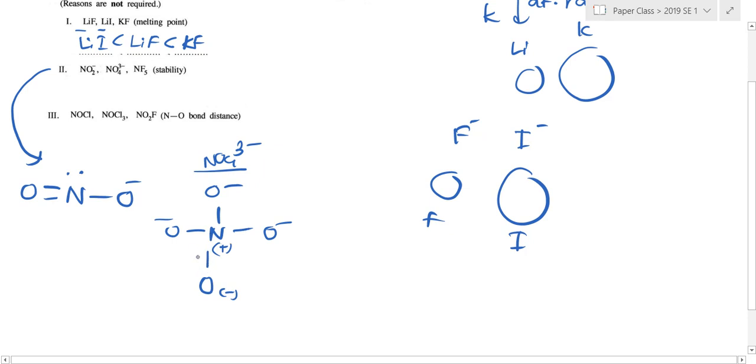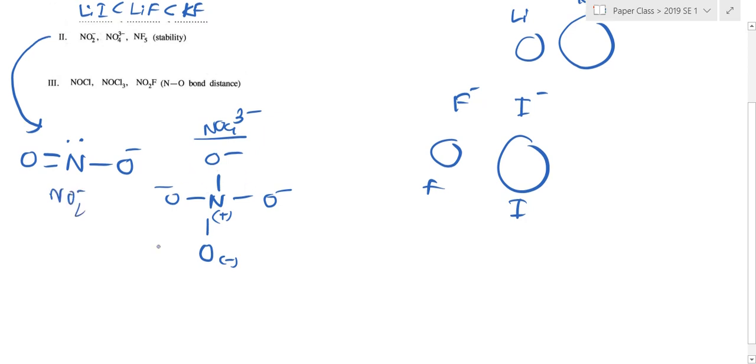Therefore, this is very unstable. I can see this is more unstable than NO2 minus, because the charge separation is very high. Let's focus on NF5.